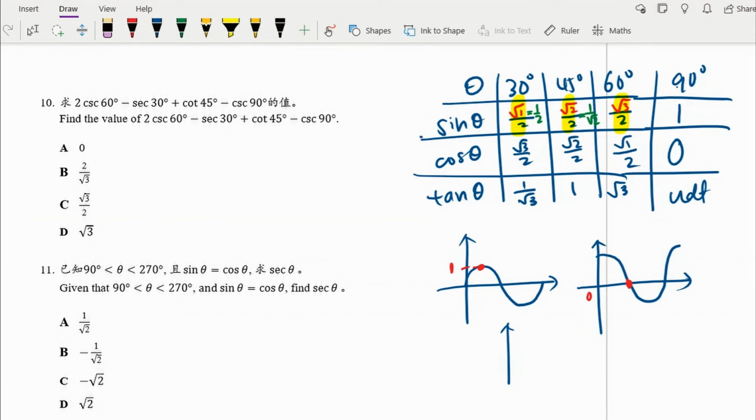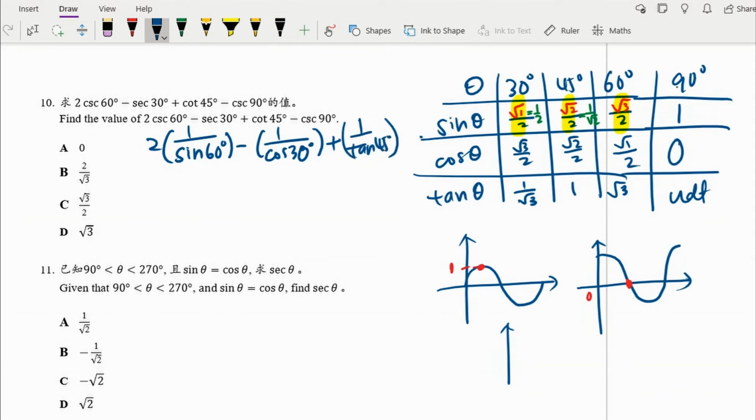Okay, so now we just need to convert all the secant, cosecant, cotangent back to sine, cos, tangent. Very quickly, this is 1 over C matched with S, so it's sine 60 minus, S matched with C, 1 over cos 30, then plus cotangent is tangent, tangent 45, and minus 1 over sine 90. Then just take the reciprocal of it.